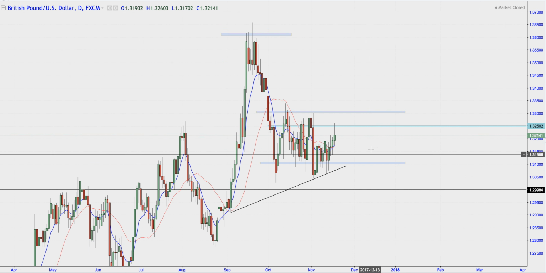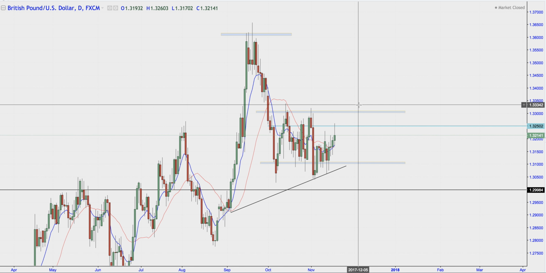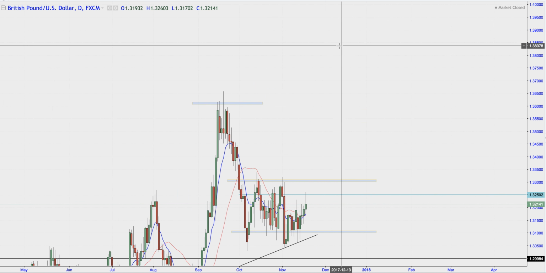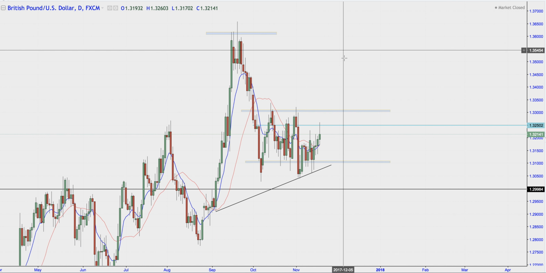Now, I do believe that if we carry on having a bit of consolidation period, this could take a while, but this could be the comeback of GBPUSD, and possibly trading back above 1.36 will be great for this pair.